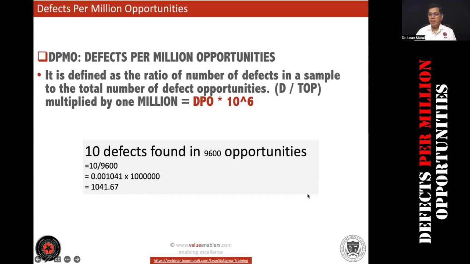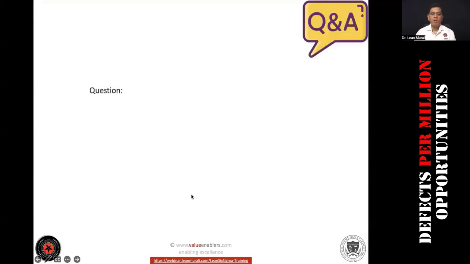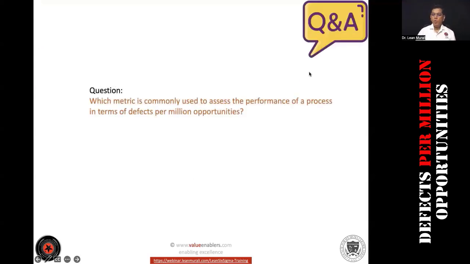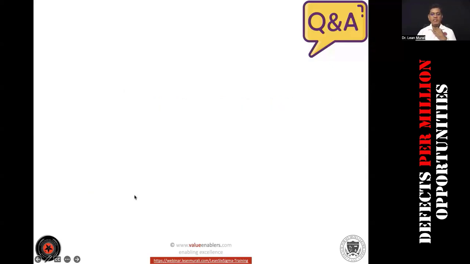Okay, great. All right, now the question here is, which metric is commonly used to assess the performance of a process in terms of defects per million opportunities? It's very, very straightforward because we are talking about the same subject. So you can type the answer. Naturally, it is C. Okay. So DPMO. Fantastic.